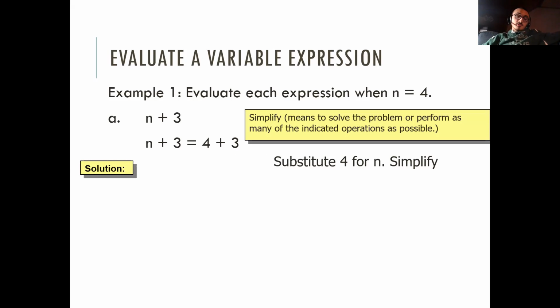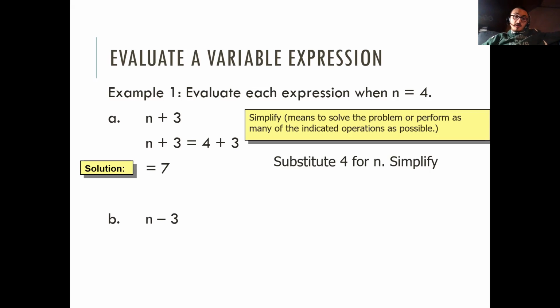So if n is equal to 4 and we have n plus 3, then we will substitute 4 for n. We'll get 4 plus 3. 4 plus 3 is equal to 7.